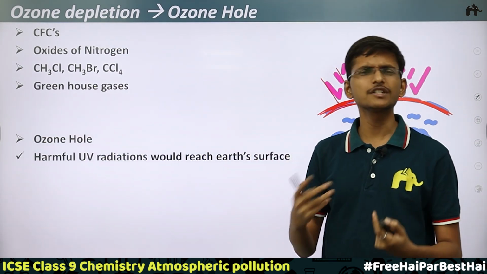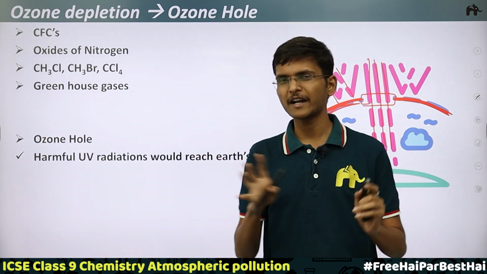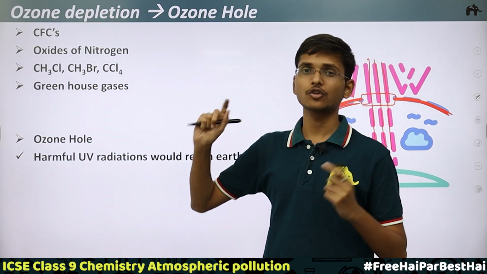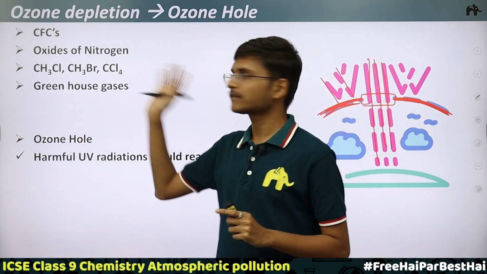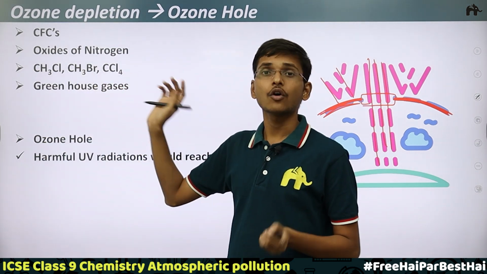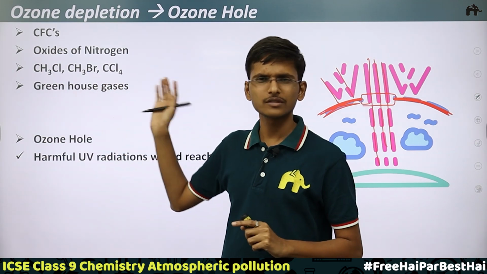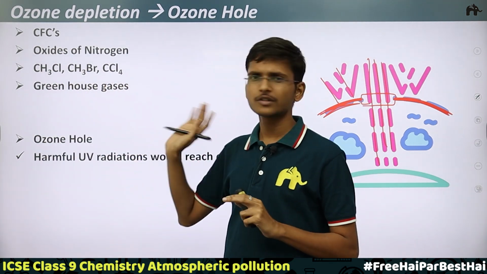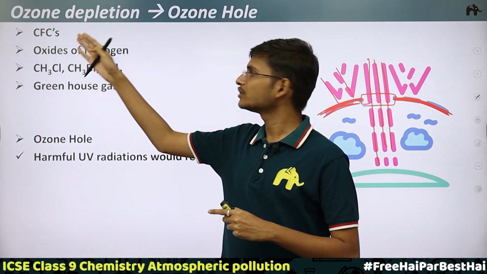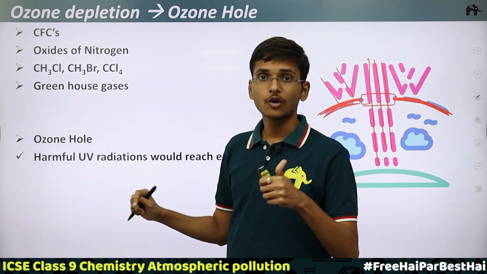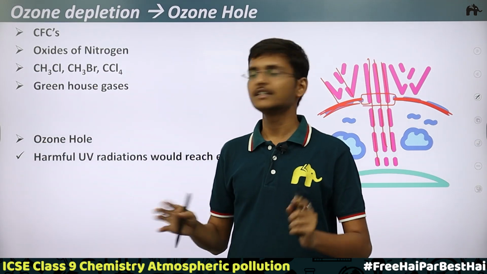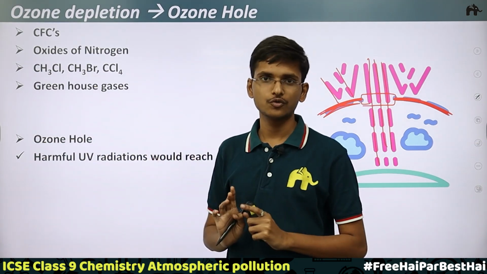Fine. Now, which chemicals are responsible for such bad work or depletion of our ozone? The CFCs, which are called freons or chlorofluorocarbons. Oxides of nitrogen. Apart from that, methyl chloride, methyl bromide, and carbon tetrachloride. And the last one is greenhouse gases. So these deplete the ozone.